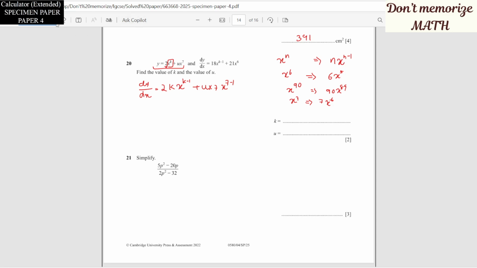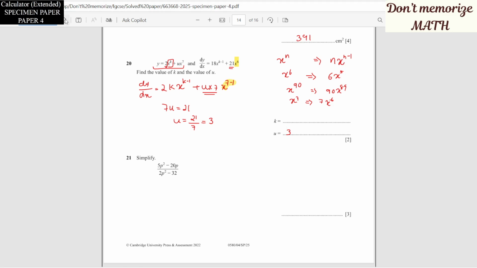So now compare both of the sides. You have x raised to 6 here, the same x raised to 6 you have here. So what are the coefficients? Here you have 21, here you have 7u. So you can write 7u equal to 21. So u will be equal to 21 over 7, that is 3. So we got the u value, that is 3.